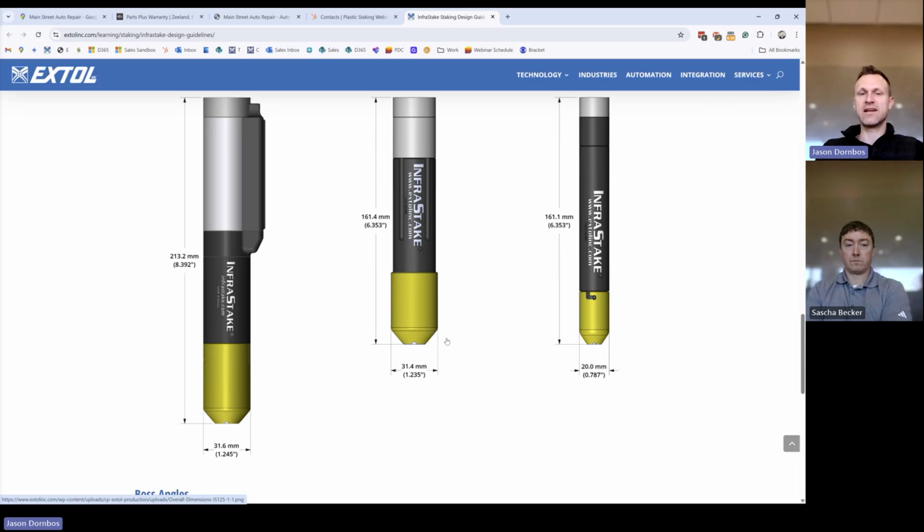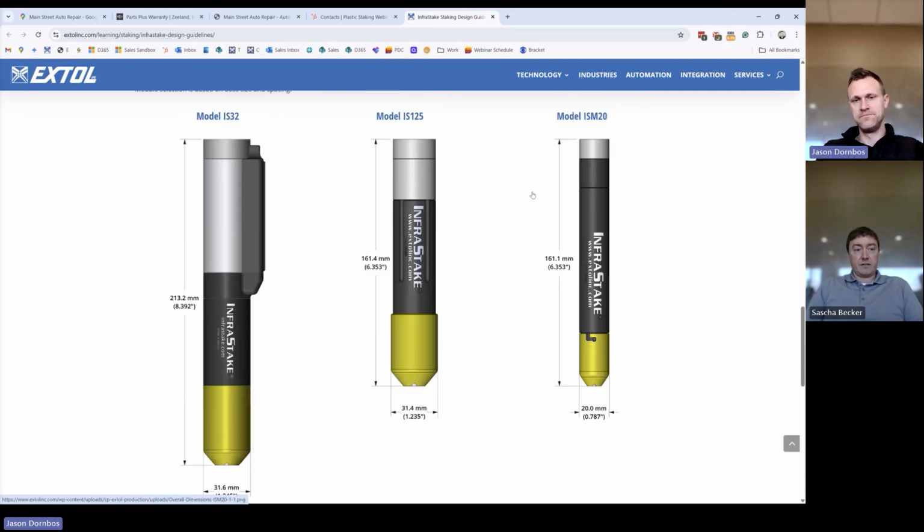If there's any design flexibility, we can help you redesign your parts so that they are compatible with InfraStake. And if there's not, there are certain things that we can do to the module to try to help it fit. But if not, and there are other technologies that are a better fit, like nanoSTAKE, then we would steer you in that direction.